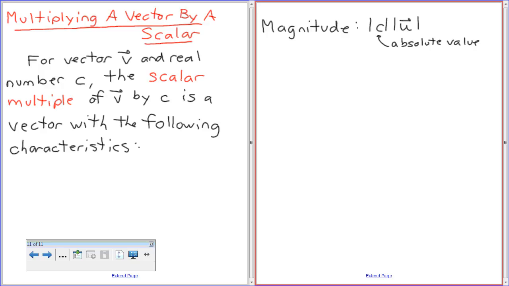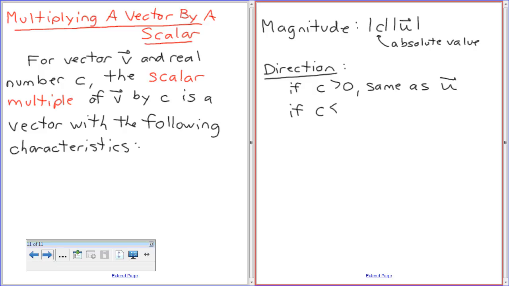If I multiply something by -5, the magnitude is going to be 5 times as much, but the direction is going to be the opposite way, because the negative would be moving in the opposite direction. So for direction, if c is greater than 0, same as v. If c is less than 0, opposite of v.